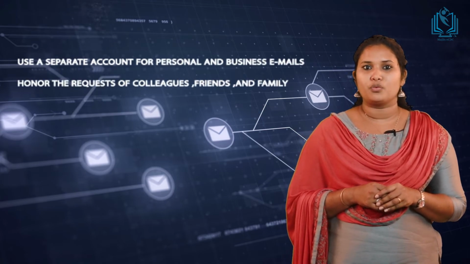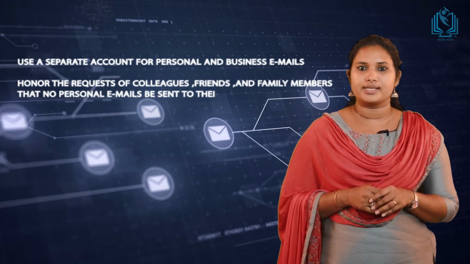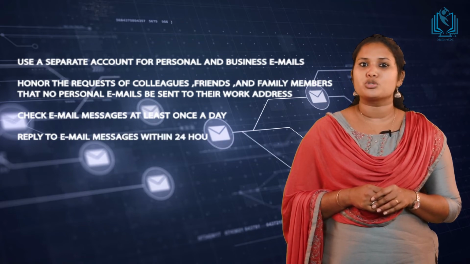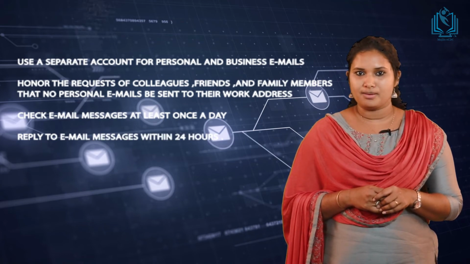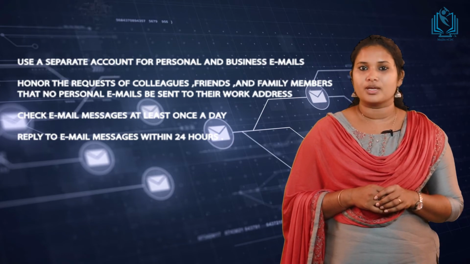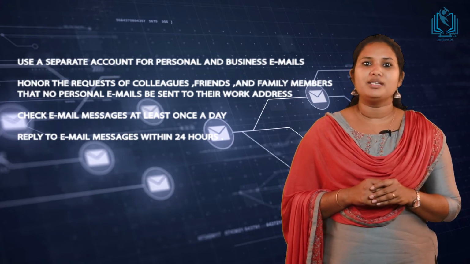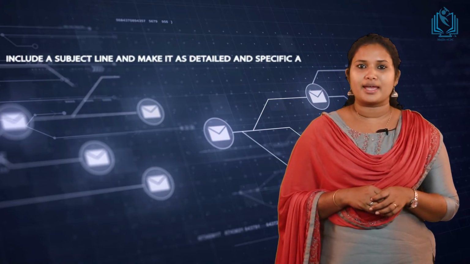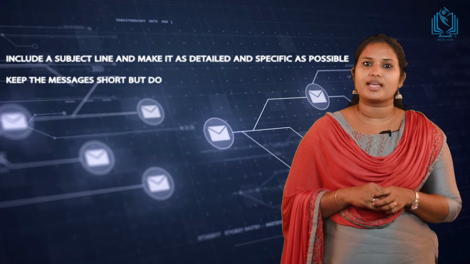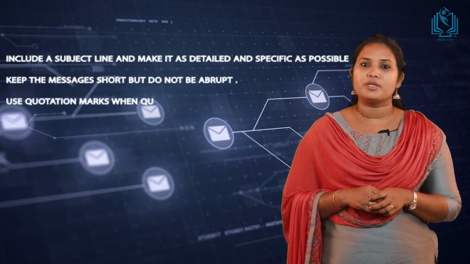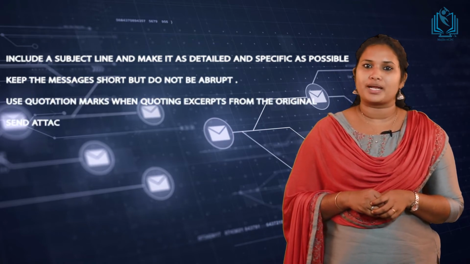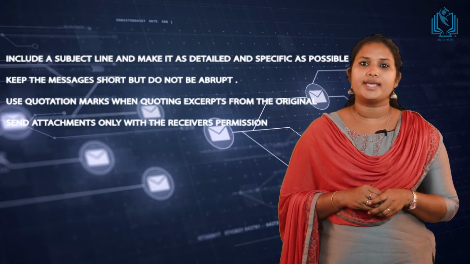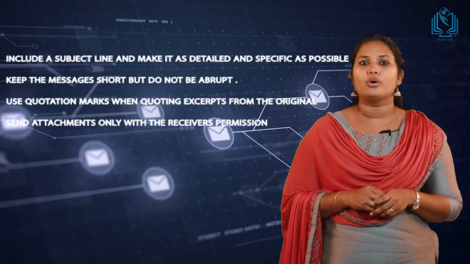And the second one is we should honor the request of colleagues, friends and family members that no personal emails be sent to their work address. We should check email messages at least once a day. The next one is reply to email messages within 24 hours. It also includes a subject line, and make it as detailed and specific as possible. Next one, keep the message short but do not be abrupt. Limit the length. Then use quotation marks when quoting excerpts from the original message or other sources.